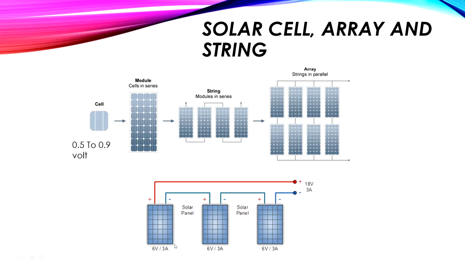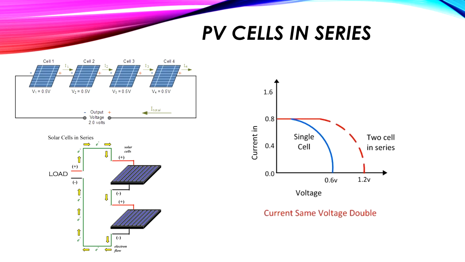Here is an example of how a string is formed. You will find here a cell, 6 volt and 3 amp, 6 volt and 3 amp, 6 volt and 3 amp. If we connect these modules in series, we will have a final voltage of 6 volt plus 6 volt plus 6 volt, which is 18 volt, same as a group of batteries in series. Positive, negative, the negative is connected to the positive, same as a group of batteries in series. How to connect our PV cells in series and parallel, and the effect on the VI curve. So first, you have to consider that each of these cells or each of these modules, to be more specific, is like a battery.